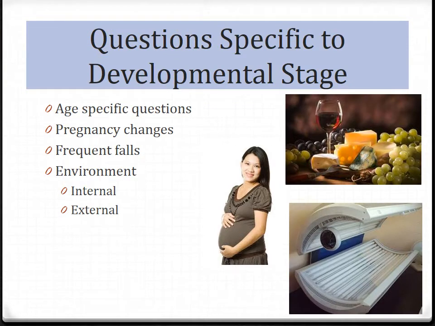Some more specific questions related to developmental stage. Remember, your questions should be age specific, and also ask if they are pregnant, if there's been any changes, or if they have any frequent falls, and also about their environment, the external and the internal of their environment.